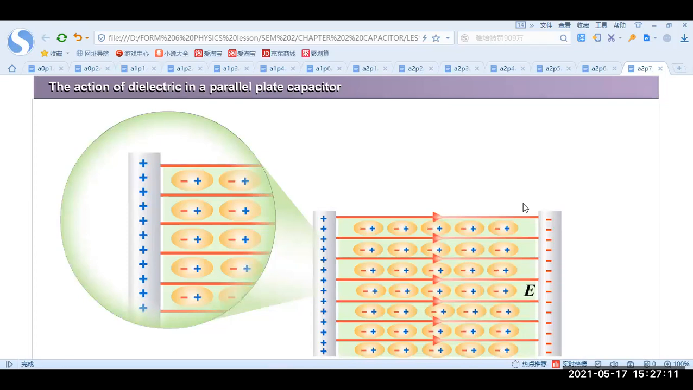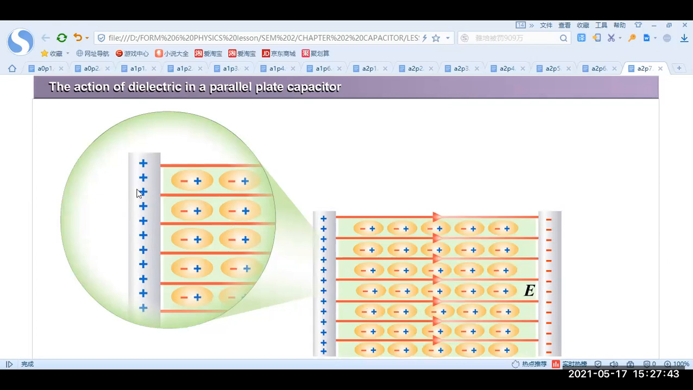Next, we look at the action of dielectric in the parallel plate capacitor. So we notice that all of them are arranged where positive will attract negative and repel the positive. Positive and negative are always side by side to each other.